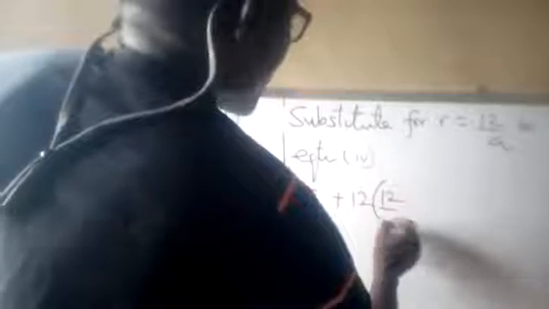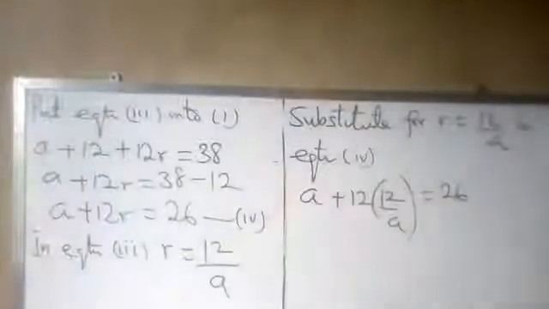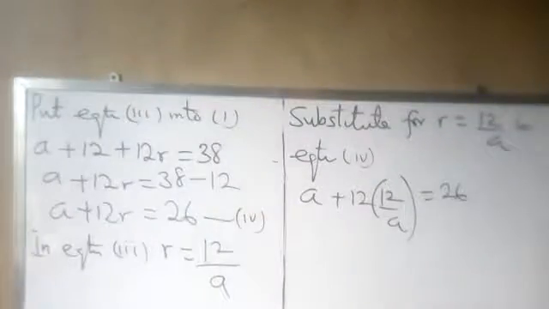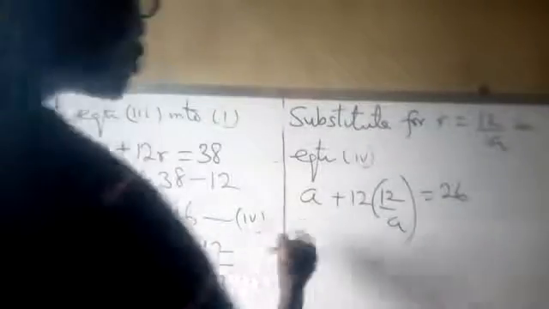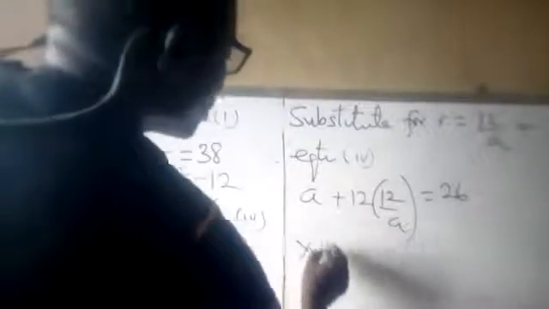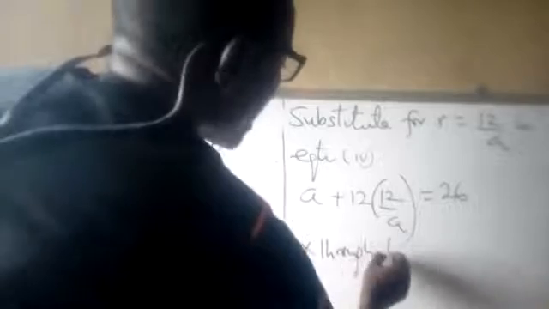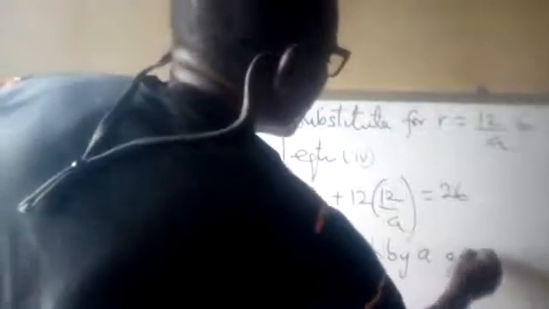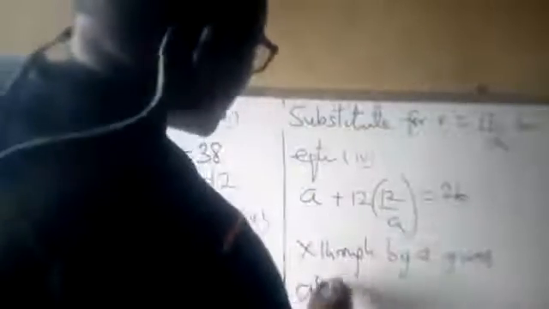12 all over a is equal to 26. So what do we do? Because we have a as the denominator of the fraction there, let us multiply everything by that a. So multiply through by a gives a times a will be a squared, plus 12 times 12 is 144 all over a times a. That's a will cancel, a is equal to 26a.